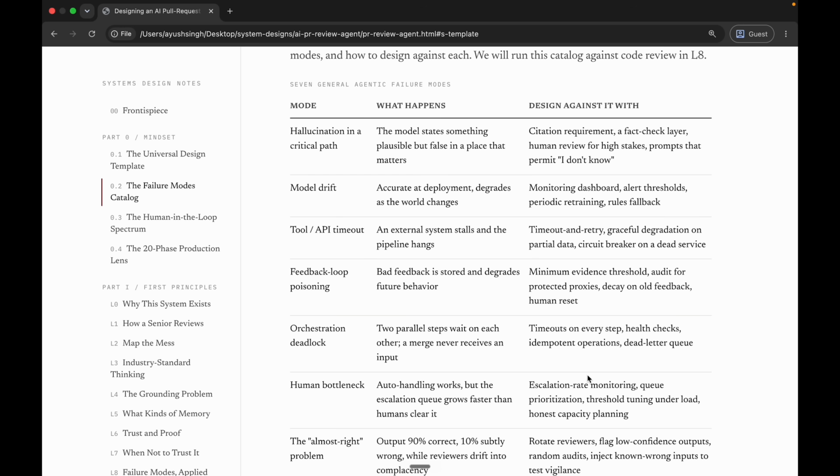For example, let's say you built an email spam detection system, right? Suddenly the hackers started changing their strategy of how they spam you. It was good when we trained and built the system, but suddenly things were not going well. So I will have a monitoring dashboard. I will have alert thresholds. I will have periodic training. I will have periodic prompt updates. I will have rules fallbacks. I will just sort it out for the common things.